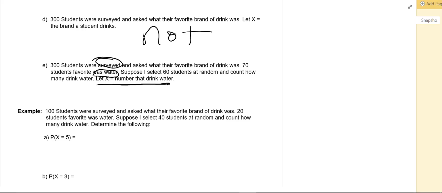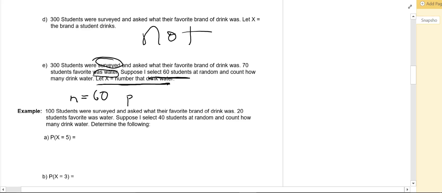The total number of possible people that drink water in my survey is not 300 but 60, because that's what I'm choosing from, right? The probability they drink water comes from the 300, because we said 70 out of 300 drink water. So the probability they don't drink water is 230 out of 300.